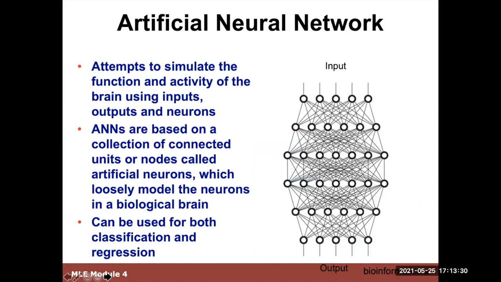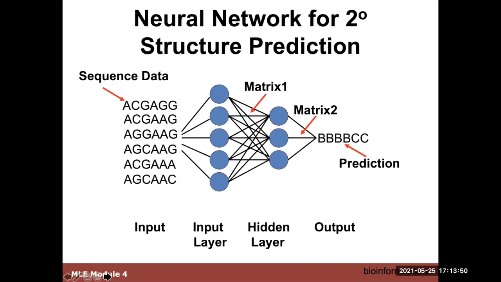So the idea of using artificial neural nets to predict secondary structure and identify patterns of residues is getting to be about 25 years old now. We've talked about neural nets already, so I won't belabor the point, just saying that they are ways of performing both classification and regression. For secondary structure prediction, what you're trying to do is take your sequence data, and you might have many examples of sequences.